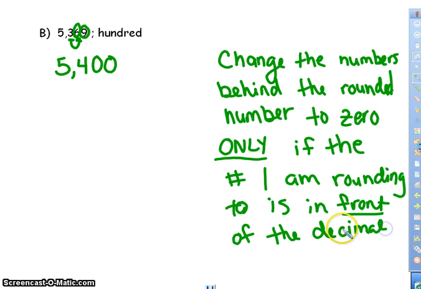Okay, so this is in front of the decimal, so I need to change those to zeros. And it should make sense. My number's not going to change drastically, it's just going to change a little bit. So I have 5,369, and I'm rounding it to 5,400. Once again, changing it to 54 would not make sense. It would change the number too much, and I don't want to change the number too much when I'm rounding.